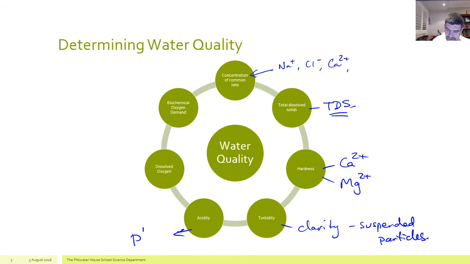Acidity, which we know is related to the pH. Dissolved oxygen, which is the amount of oxygen that is dissolved in a certain amount of water, and this is important for life forms who are going to use that oxygen for respiration.